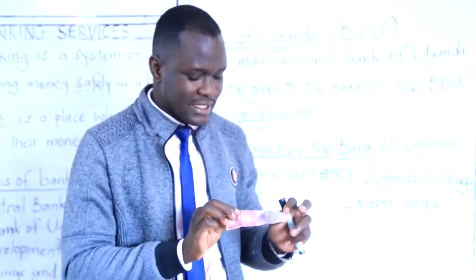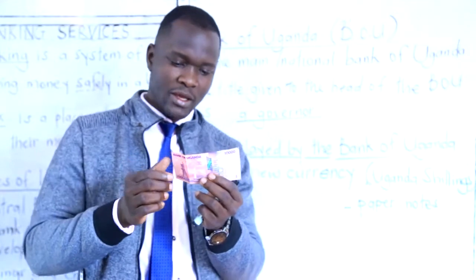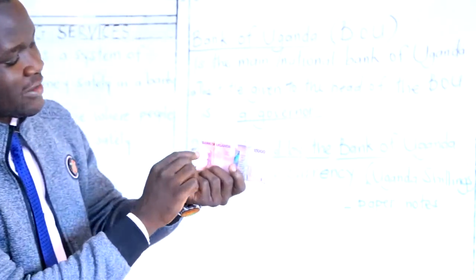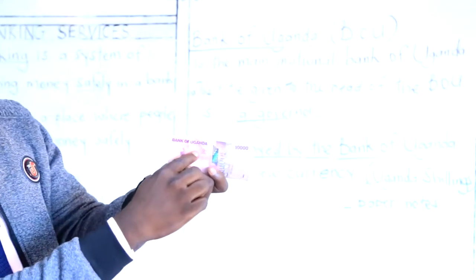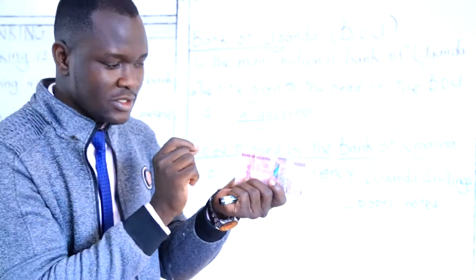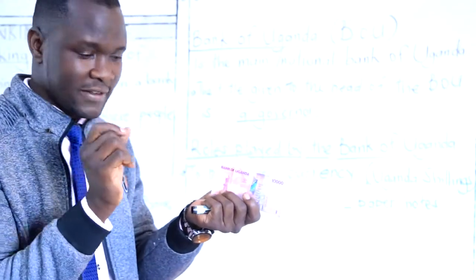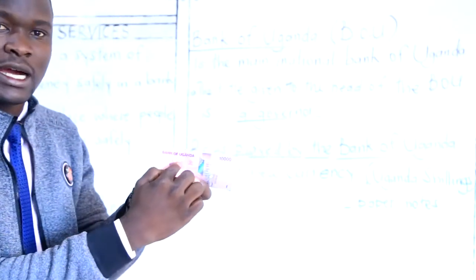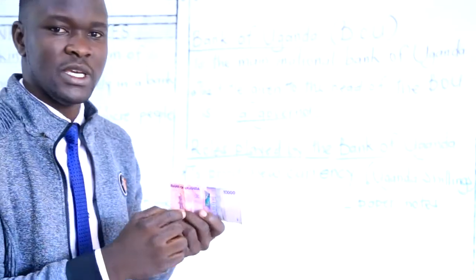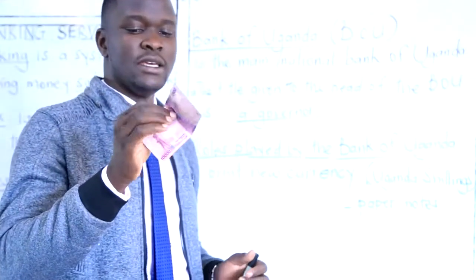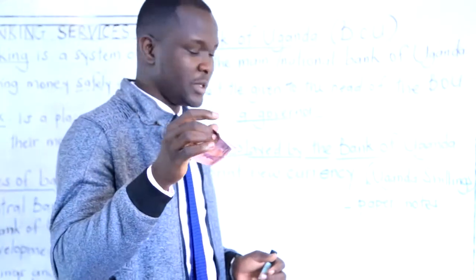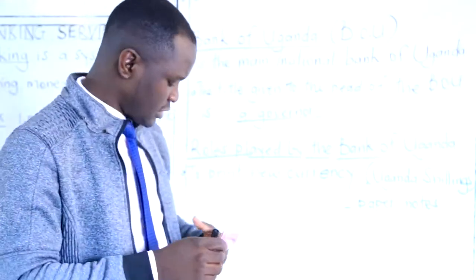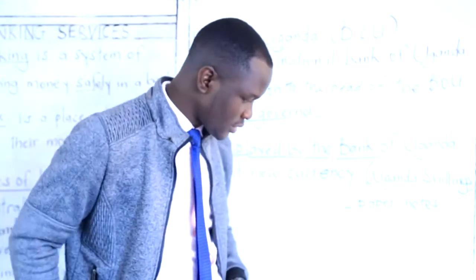So you will find that all this money, when you look at it properly, you will see the writing Bank of Uganda. I challenge you, get your paper money at home if you are having it, or in your pocket if you have one, check. You will find there Bank of Uganda, which means this money is for Uganda and is printed by the Bank of Uganda.